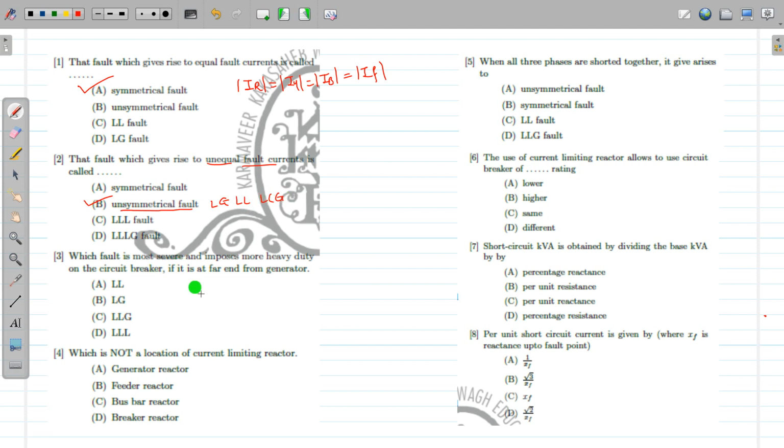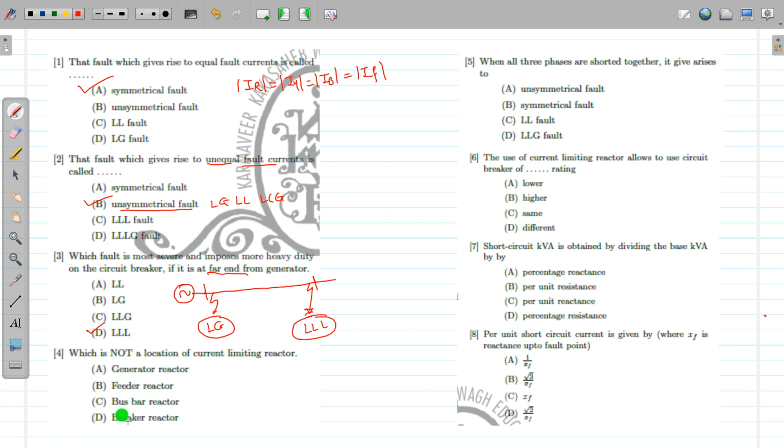Which fault is the most severe? If a generator is feeding a load through a long transmission line, and the fault is far away from the generator, then the triple L fault is the most severe fault. If the fault is near the generator, then the LG fault is the most severe. Here the fault is at the far end, so it is the triple L fault.